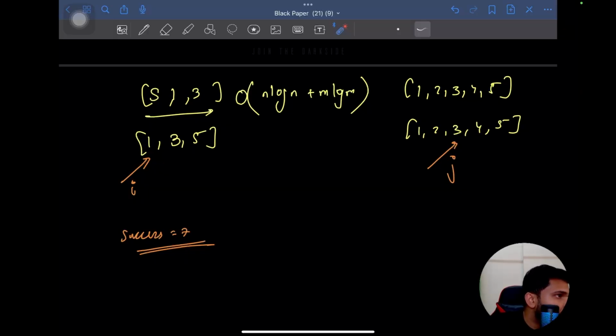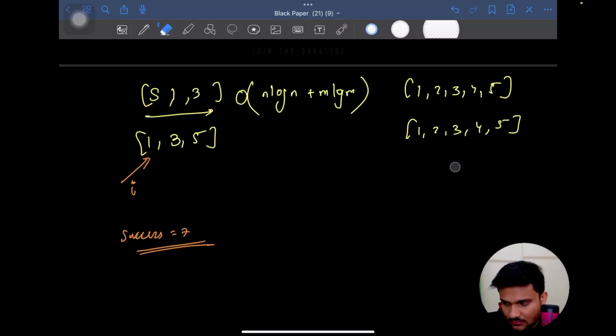Okay. How about you change your strategy a bit? Because here we are not able to decide whether we should move i ahead or we should move j ahead. Right? We are not able to decide that.